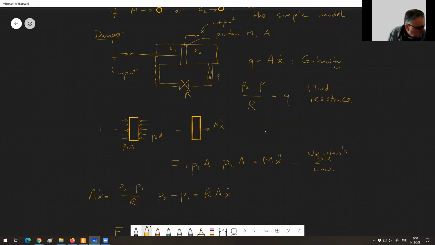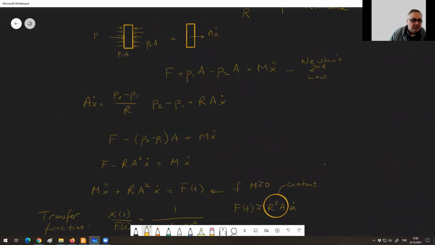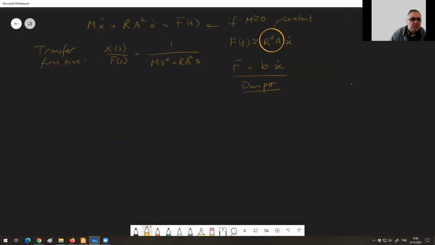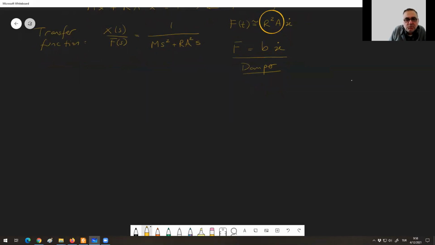That is the whole idea in the hydraulic systems. Usually in hydraulic systems, you use balances of force and the continuity equation, and then substitute them into each other to obtain the transfer function of the system. Any questions about this? Because this is as much as I will do for hydraulic systems.